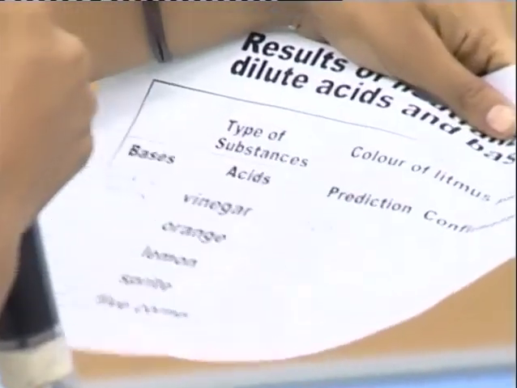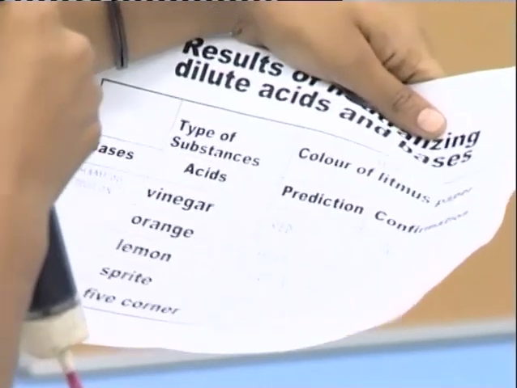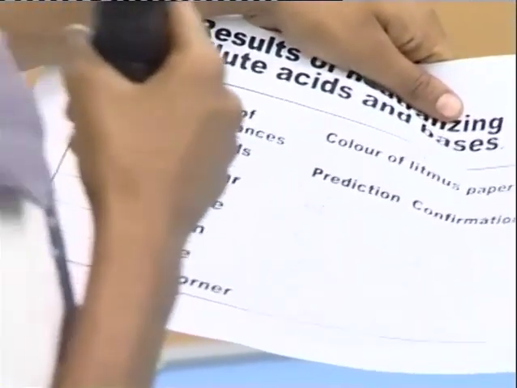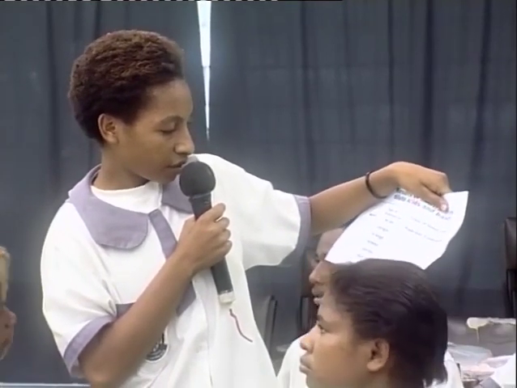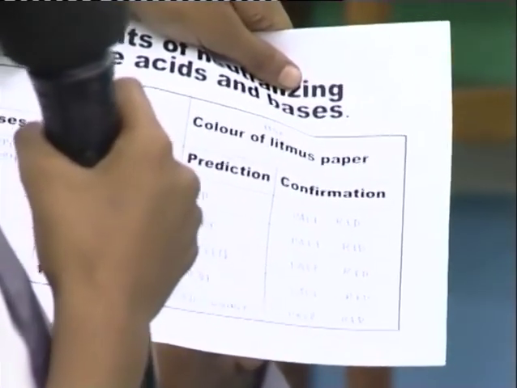The base we used was shampoo solution, and the prediction for vinegar before putting the blue litmus paper in was red, orange. Lemon is blue, and the Sprite is blue. 5 Corner is red, orange. And the confirmation is pale red when the blue litmus paper was put into vinegar. Orange is the same, pale red. Lemon is pale red. Sprite, pale red. And 5 Corner is also pale red.